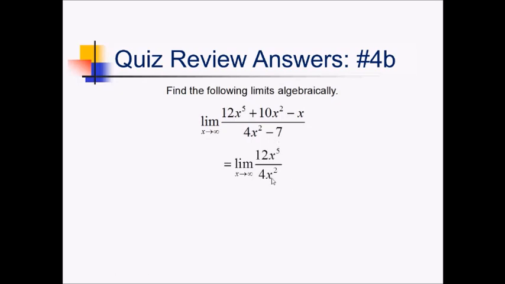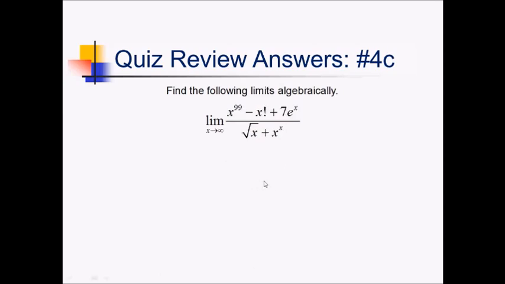And now I can go ahead and reduce these. 12 over 4 is 3. X to the 5th over x squared is x cubed if we subtract those exponents. So I've just got 3x cubed, limit as x approaches infinity. And now I can plug that infinity in. So that's just going to be 3 times infinity, which is just infinity.